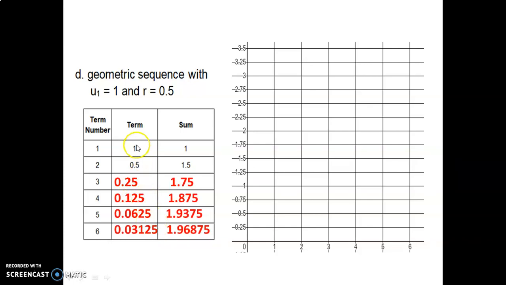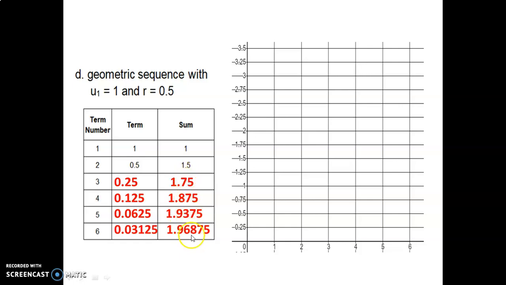On and on and on. So since the multiplier is now less than 1, the terms in the sequence are decreasing. Therefore, the sum of terms, look, these two add up to 1.5, but then you add that, you get 1.75. Then you add that, you get that. So yes, the sum is increasing, but since the terms are getting smaller and smaller, the sum is increasing by a smaller amount every time as well.